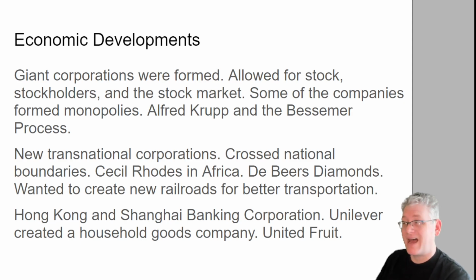One thing we're going to see is new transnational corporations. This is something that is not unfamiliar to us today. I feel like most of our corporations today are transnational, but back then that's different. These are companies that crossed national boundaries. They had headquarters or groups in different parts of the world. One example is Cecil Rhodes, a British citizen in Africa, who will found the De Beers Diamonds Corporation, which basically controls all the diamonds and actually still does. He wanted to create new railroads for better transportation.